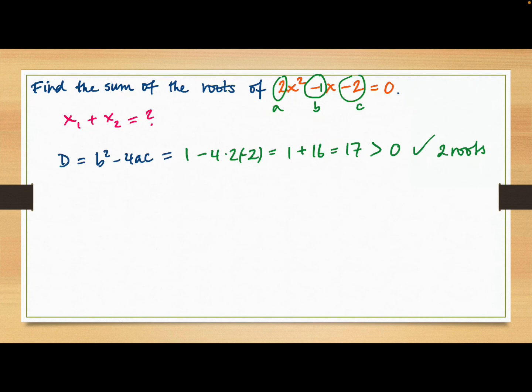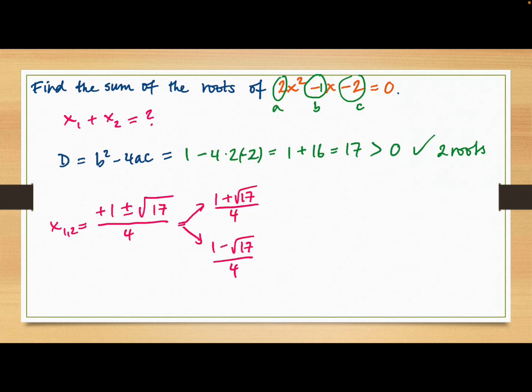Now the discriminant, given that a is 2, b is minus 1 and c is minus 2, will be 17, which is greater than 0, and that means that this particular equation has 2 roots. So we can start working on the sum of these 2 roots.